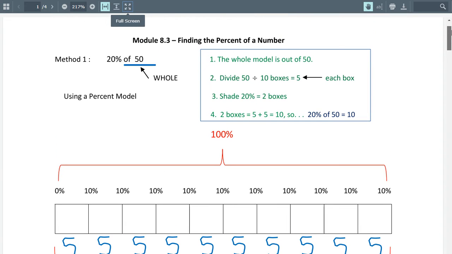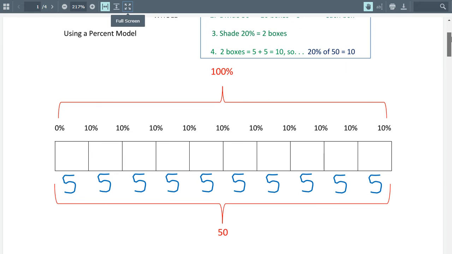Now I'm looking for 20% of 50. So that means I have to shade 2 boxes to represent 20%. So shade 1 box, that's 10%, which is 5. Shade another 10% to get 20%, another 5. 5 plus 5 equals 10. So 20% of 50 equals 10.